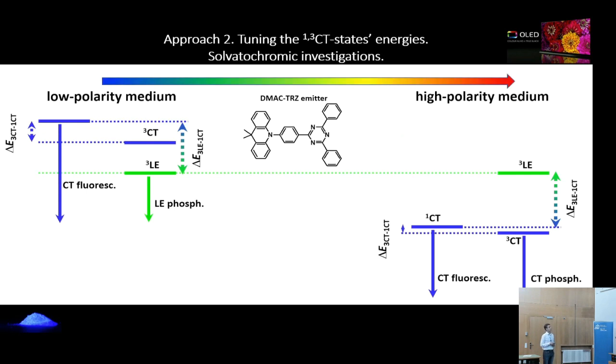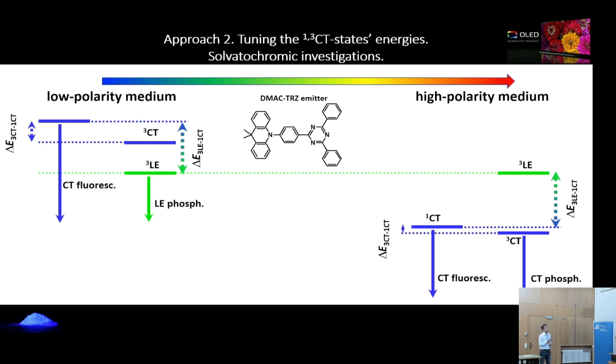So we used another approach and went to solutions. Again, we used the MAC-TRZ emitter. In this experiment, it was solutions, just solvatochromic measurements. As we know, in low polarity media, we have an alignment of states where the lowest triplet state is localized on the LE triplet. And we usually can see the LE phosphorescence in hexane, in frozen solutions, or in frozen non-polar films.